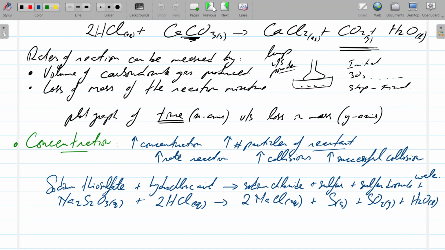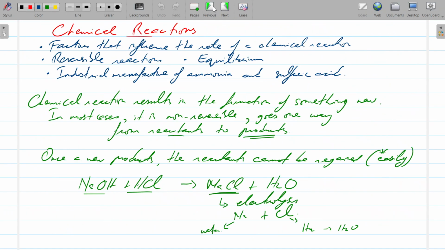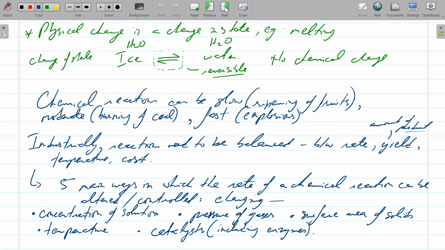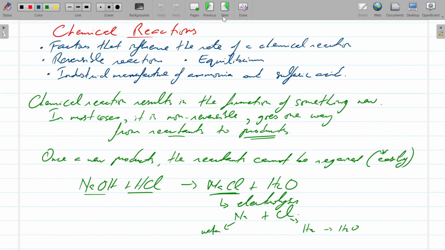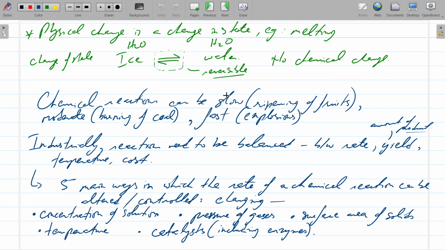Yesterday we started talking about chemical reactions. We mentioned what a chemical reaction is. So that's where something new is formed. You have a new compound forming, and in most cases it is not reversible. So you can't just go back and get your reactants again.